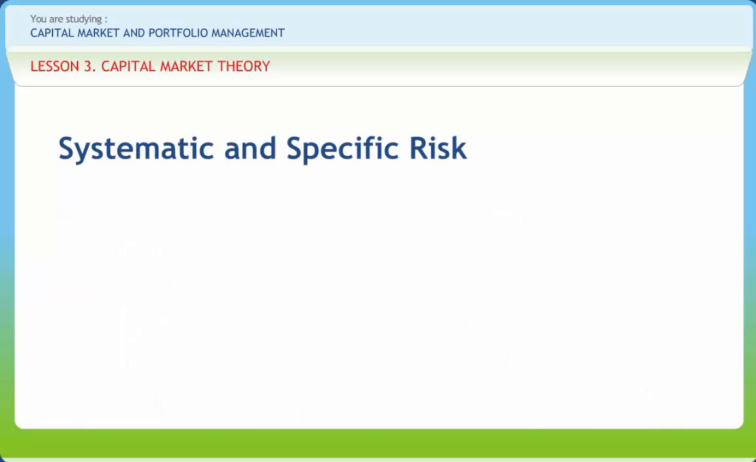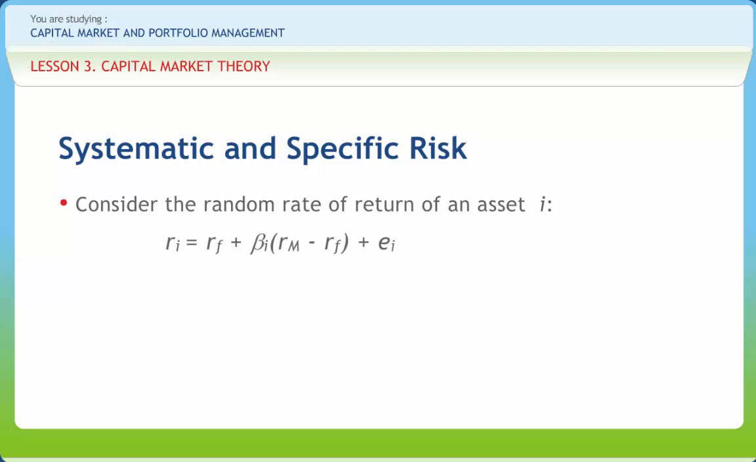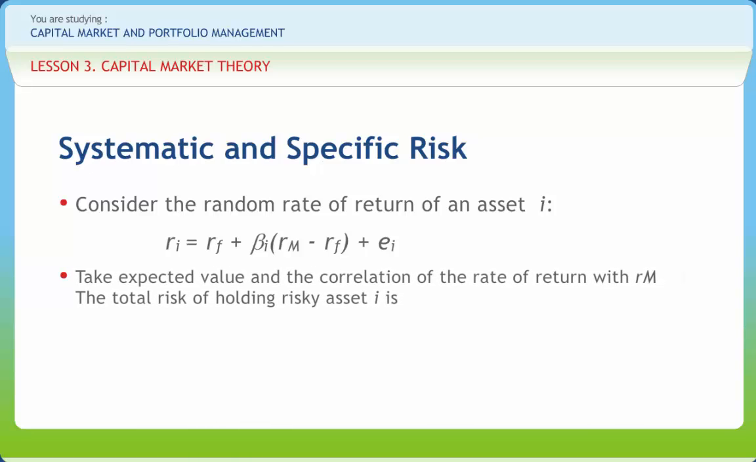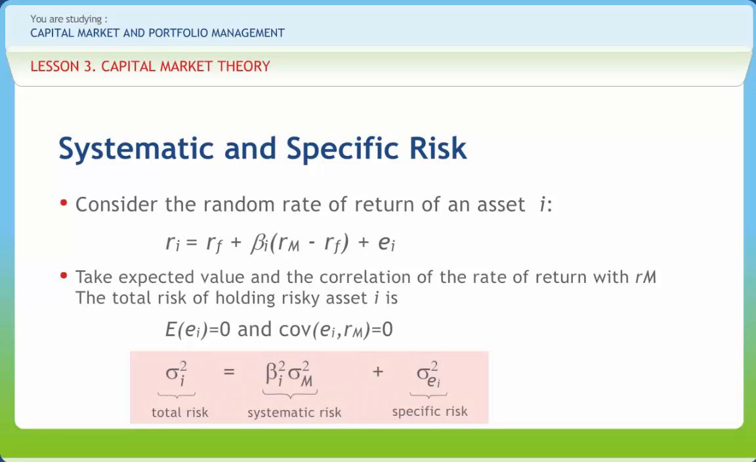CAPM divides the total risk of holding risky assets into two parts: systematic risk, or the risk of holding the market portfolio, and specific risk. Consider the random rate of return of an asset i. Ri equals Rf plus beta i times (Rm minus Rf) plus Ei. Take the expected value and the correlation of the rate of return with Rm: E(Ei) equals 0 and covariance(Ei, Rm) equals 0. The total risk of holding risky asset i is sigma i squared equals beta i squared times sigma m squared plus sigma e squared.